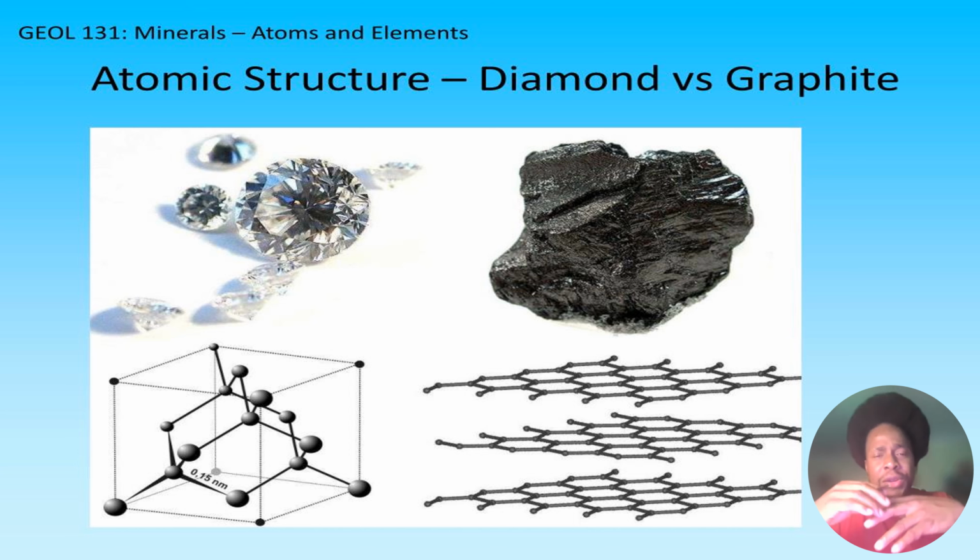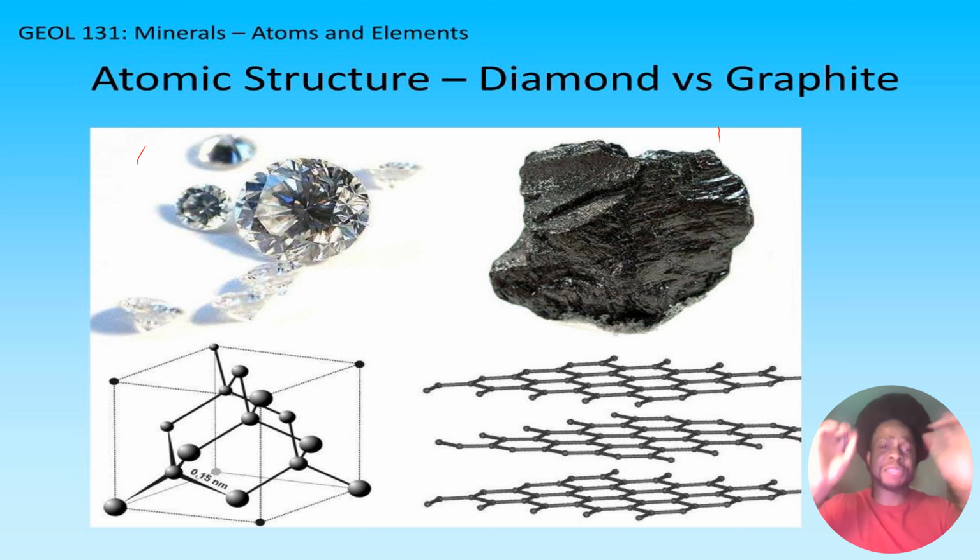Another classic example here is two different minerals. We have diamond and then we have graphite. So this is diamond and this is graphite. Technically, they are both the same. They are made up of the same element, which is carbon. But based on the arrangement of the carbon, diamond is hard. It's so hard. Diamond is the hardest mineral on Earth.